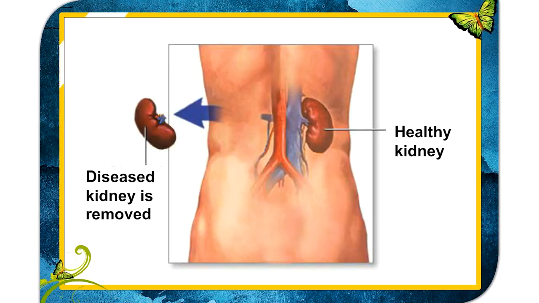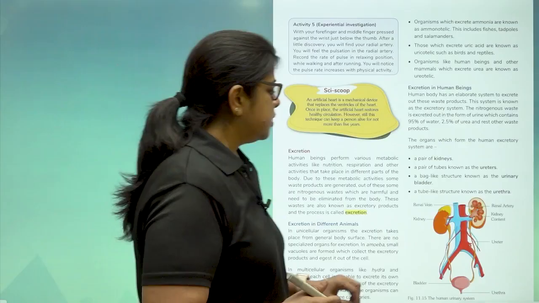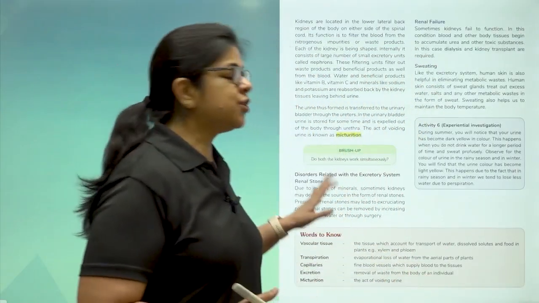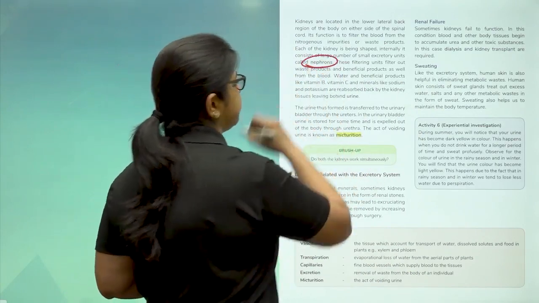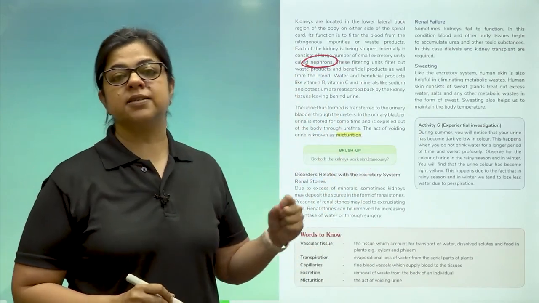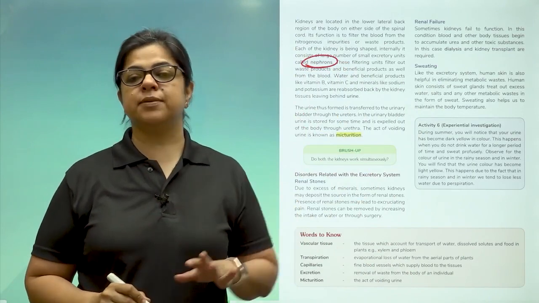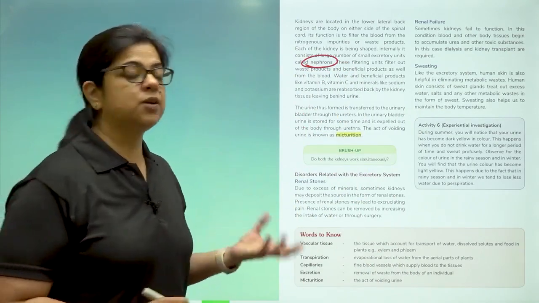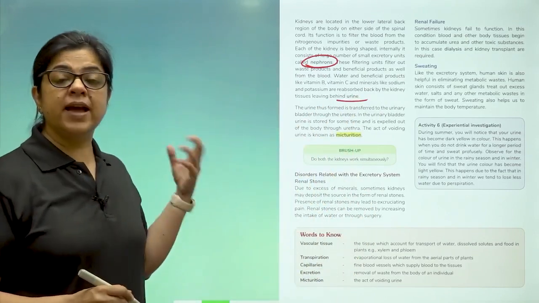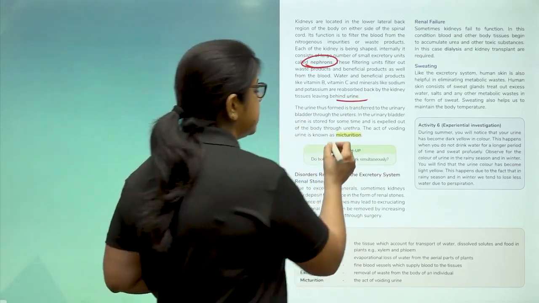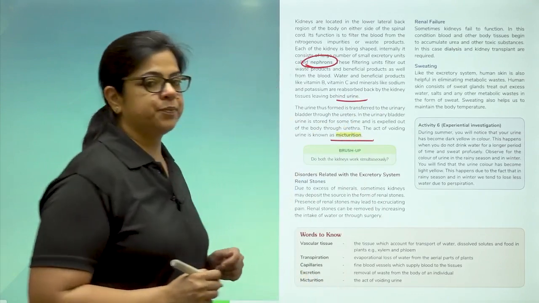In case a person's kidney fails, a dialysis machine is used to clean the blood of a person. So children, the filtration unit of the kidneys is known as the nephrons. Once it filters out all the nutrients and returns them to the blood, the waste liquid is known as urine. The act of eliminating urine from the body is known as micturition.